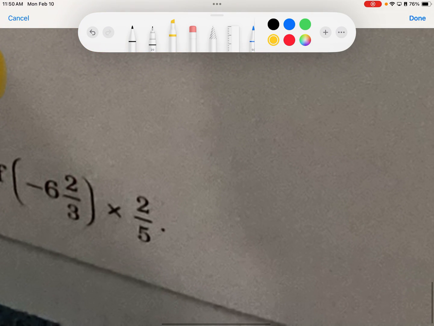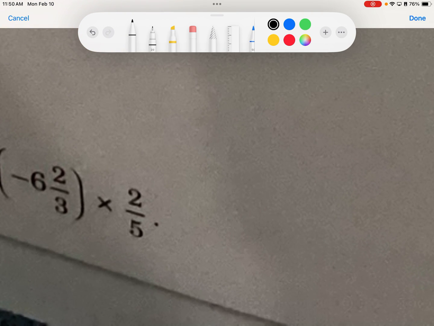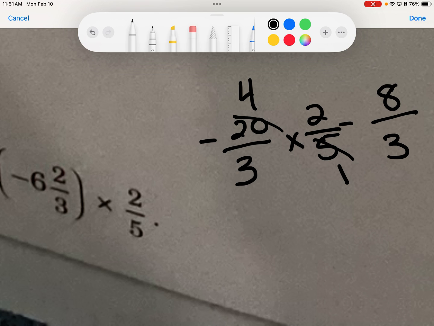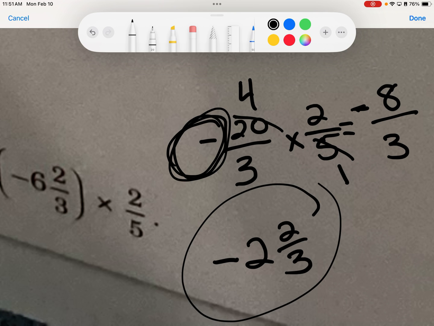All right. So let's do this guy. That is the entire problem. -6 and 2/3 times 2/5, which means we're going to be doing 20/3 times 2/5, and we can simplify. 20 and 5, 5 turns to 1, 20 turns to 4, 4 times 2 is 8, 3 times 1 is 3, 8/3, which is, oh wait, look, negative, we have to make sure we do that, which is -2 and 2/3. Bingo.